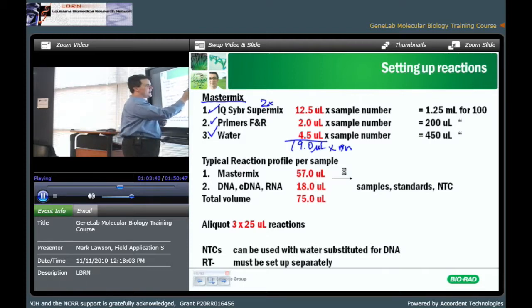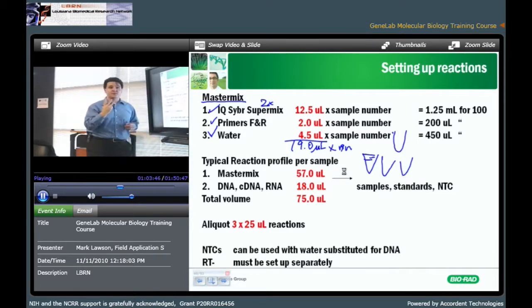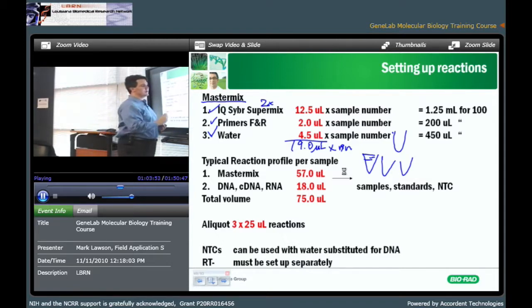Or do you have a separate tube where you prepare enough for 3 reactions for the replicate? Put it all together, right? Pre-pool the sample. And then from that tube, we aliquot to 3 separate tubes that are going to be run on the final plate.